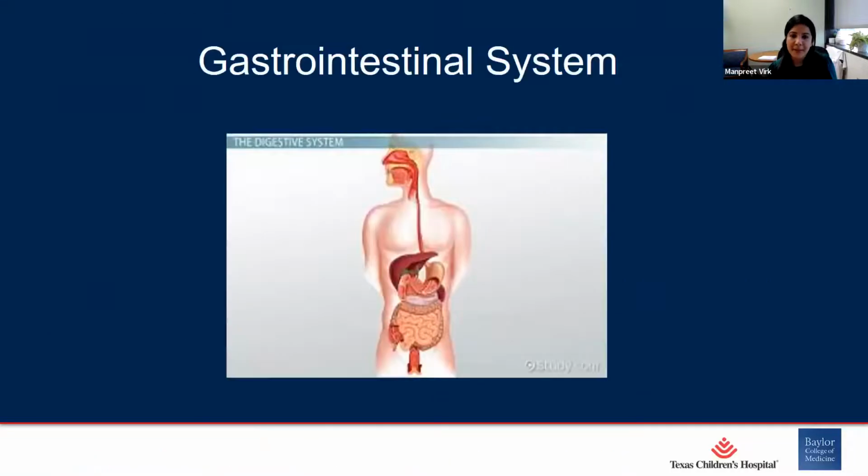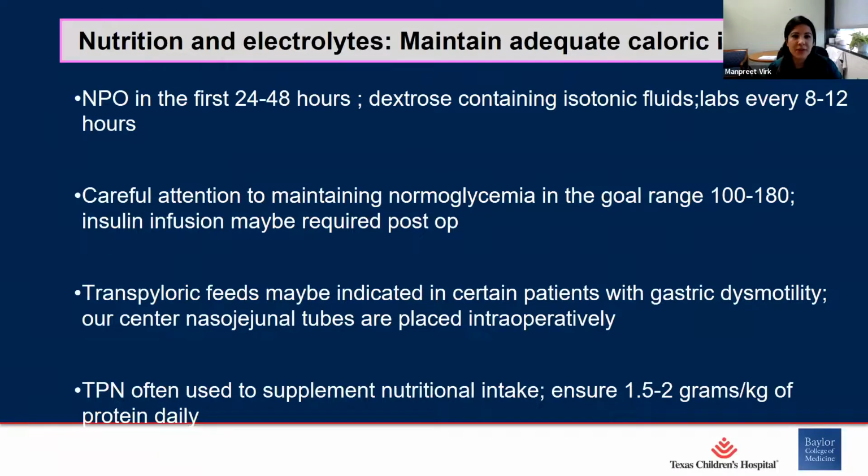I'm going to talk a little bit about close monitoring of nutrition and electrolytes, and our goal is to maintain adequate caloric intake as the body is recovering post-operatively after this large surgery. We typically keep them NPO in the first 1 to 2 days. We use dextrose-containing isotonic fluids. We monitor labs pretty frequently in the first 48 hours, about every 8 to 12 hours, and then daily. We look at liver function tests. We're also very diligent about maintaining the glucose in the 100 to 180 range, and often use a continuous infusion of insulin to maintain that goal.